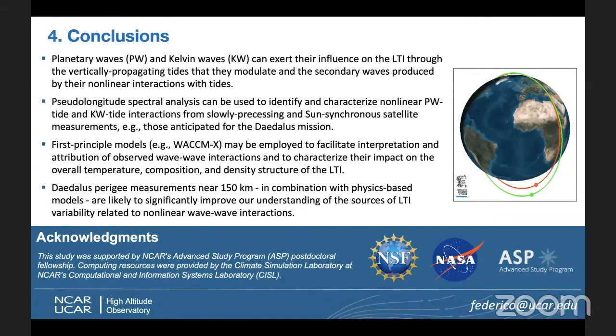So one of your first slides, you mentioned that the local time precession of the satellite plays a role in identifying and analyzing waves. So is a sun-synchronous orbit, or nearly sun-synchronous or slowly precessing orbit, more suitable for wave analysis, or is a fast precessing orbit, so with lower inclination, more suitable for wave investigations, planetary waves?